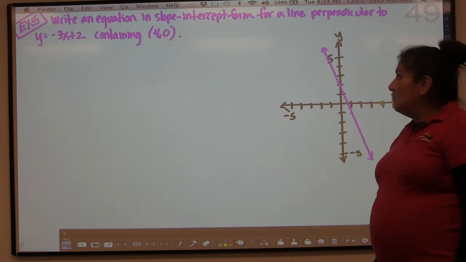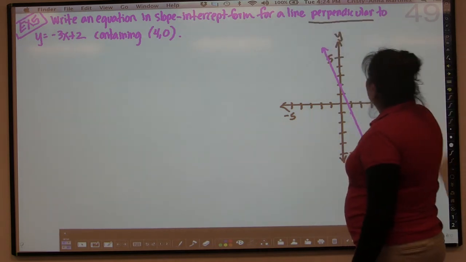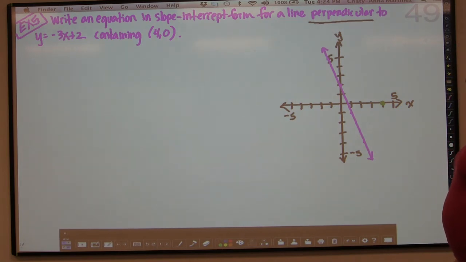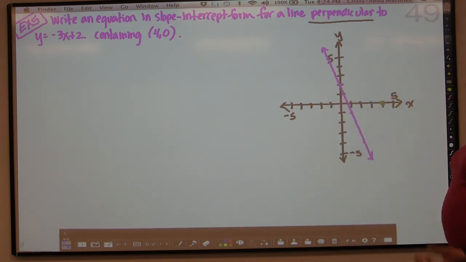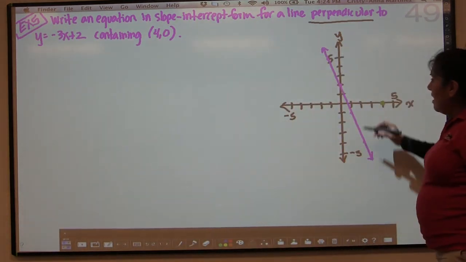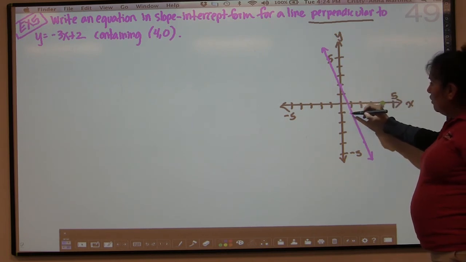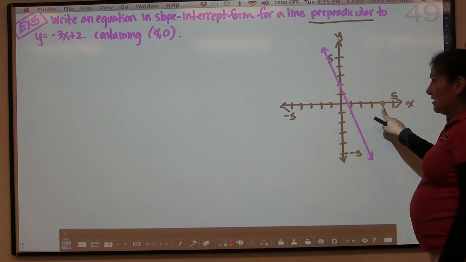So our last example says, write an equation in slope-intercept form. Again, that's y equals mx plus b for a line perpendicular to y equals -3x plus 2 containing 4, 0. Now, you don't have to draw this graph on your notes if you don't want to. I just wanted you to kind of understand what the question was asking in case you didn't. So what I've done is I've actually drawn out the line y equals -3x plus 2. I have a y-intercept of 2 and down 3 over 1. So I drew the line, and then I have the point 4, 0 over here. 1, 2, 3, 4, x is 4, y is 0.